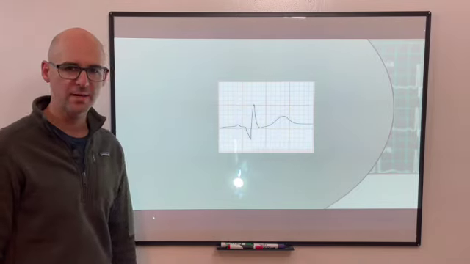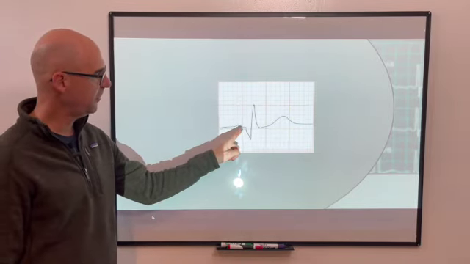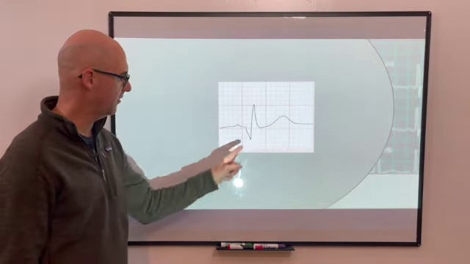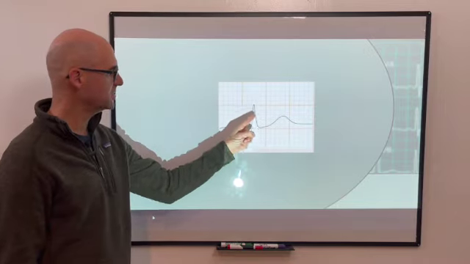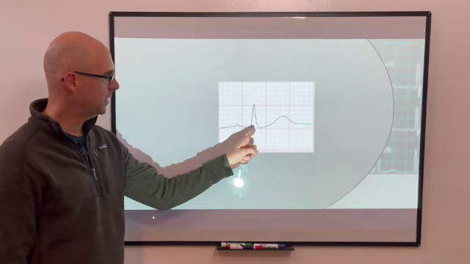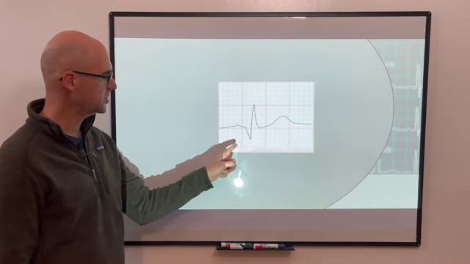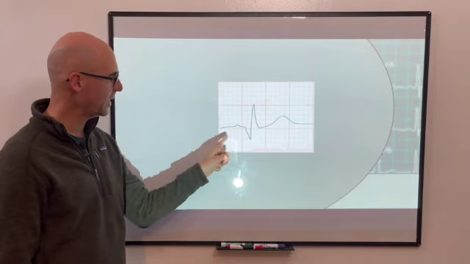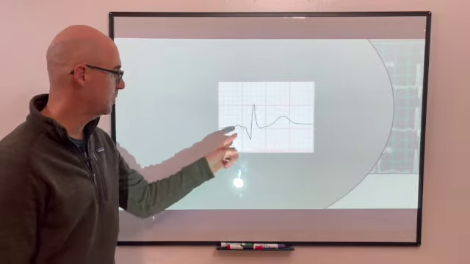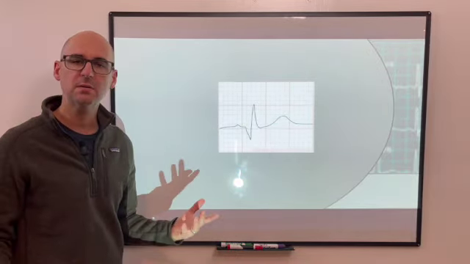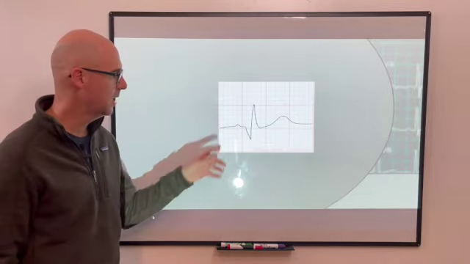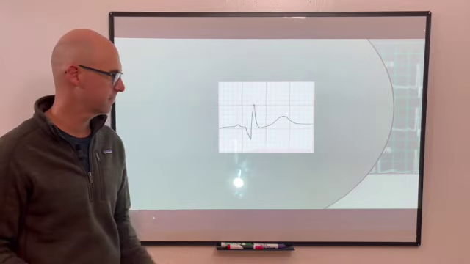So if we look at this complex here, we can see here's our P wave. We follow along to the first negative deflection, and that's going to be our Q wave right here. It's followed by a positive deflection, the first one after the P wave, and that is our R wave. But we can see that we don't actually have a negative deflection. The complex does not go back below the isoelectric line. So in this case, we don't have an S wave.